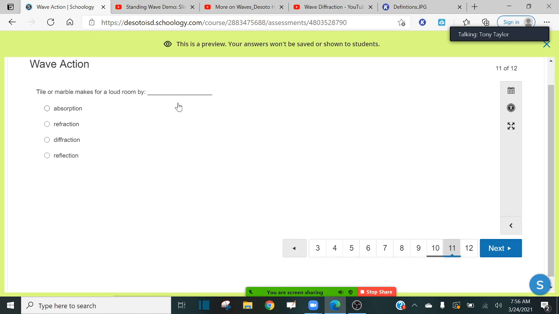Tile or marble makes for a loud room by what? So guys, tile is a very hard object. So if you're in a room with a lot of tile and you yell echo, you might hear yourself because of reflection, right? The sound waves are loud because of reflection. Remember, because you get reflection whenever something bounces off of a hard object.